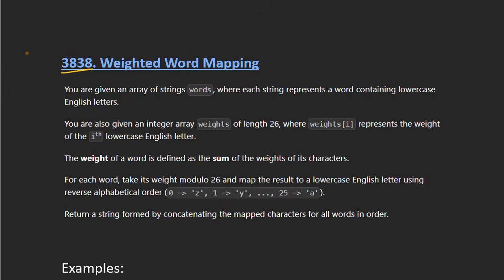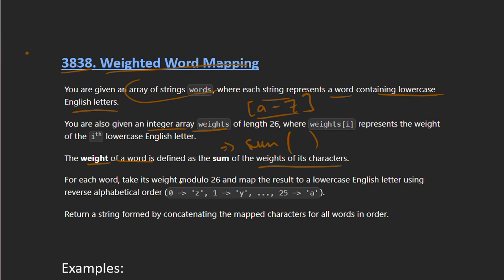Our today's LeetCode question is 3838, which is Weighted Word Mapping. In this question we are given an array of strings named words, where each string represents a word containing all lowercase English letters. With that we are also given an integer array weights, which contains the weights of all the characters from A to Z.